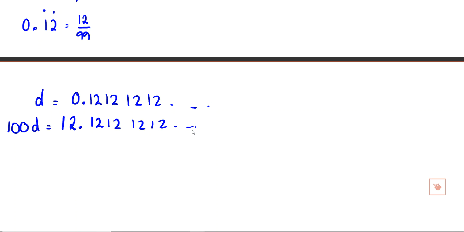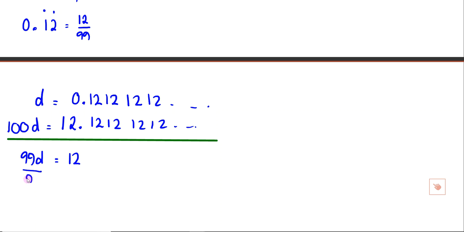So then 100D becomes 12.121212. So now if I subtract the 2, I'm not going to bother rewriting them this time because you understand we subtract. So we've got 99 Ds equals the 12. So I divide by the 99. So I get 1D is 12 divided by 99. So that's the first stage. We can, of course, simplify, which is 4 divided by 33.